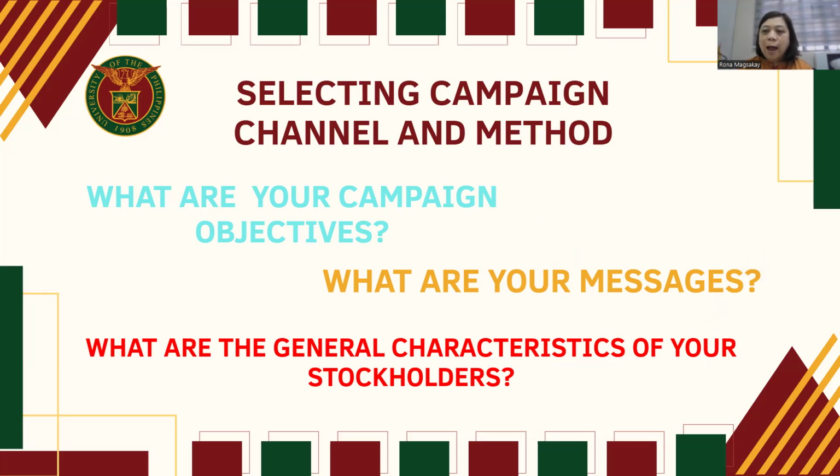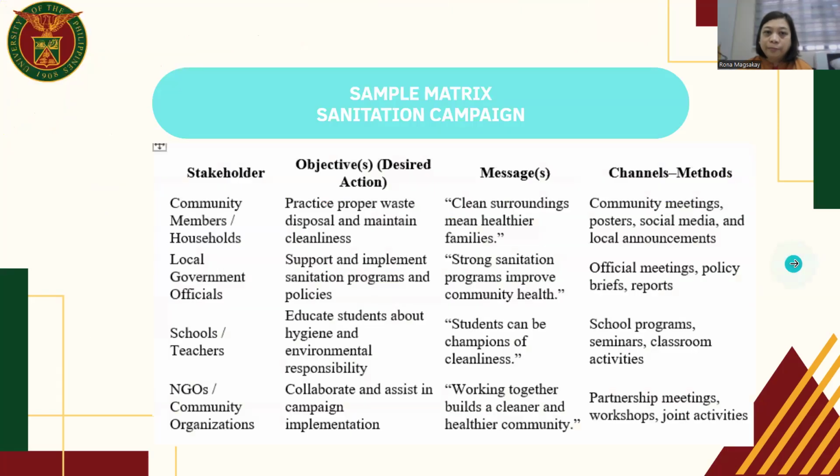To make it simple, I'll prepare a sample matrix. The project campaigns about sanitation. Identify the stakeholders. Your stakeholder here is the community members or the household members. Then your objectives. Your desired action is to practice proper waste disposal and maintain cleanliness. What will be your message to the community members' households? Clean surroundings mean healthier families. And then what are the methods that you can use?